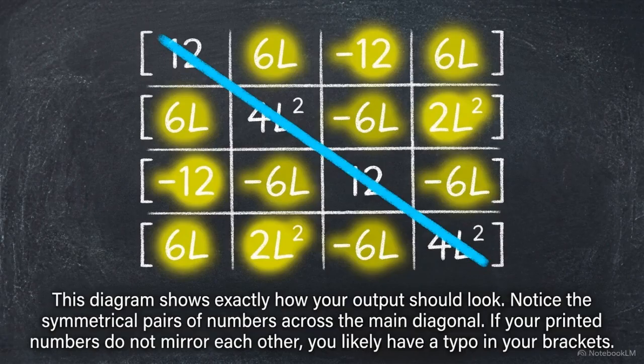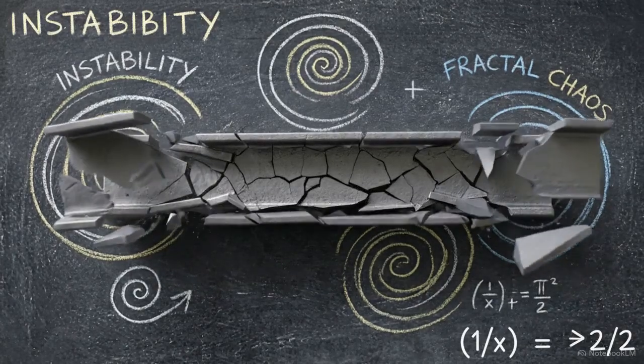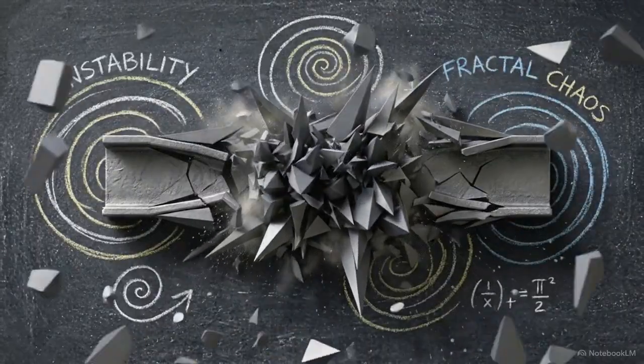This diagram shows exactly how your output should look. Notice the symmetrical pairs of numbers across the main diagonal. If your printed numbers do not mirror each other, you likely have a typo in your brackets. Establishing a flawless local matrix is your critical first milestone. A single incorrect digit here will ripple outward and corrupt the entire simulation.